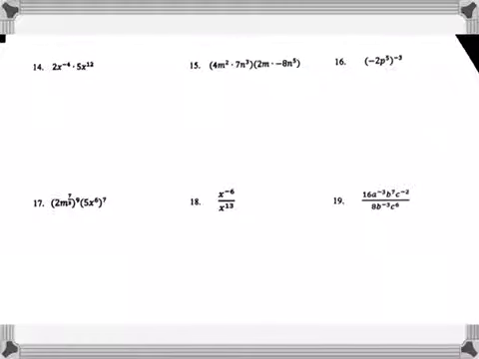Continuing with simplifying, we're looking at question 14. This is just multiplication, so that means we're going to multiply the coefficients first, so 2 times 5, and then we add the exponents of the like-based items. So negative 4 plus 12 is a positive 8. So our final answer becomes 10x to the 8th power.